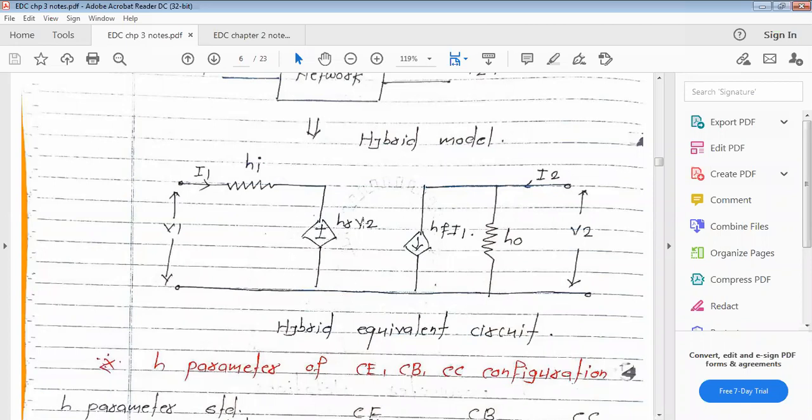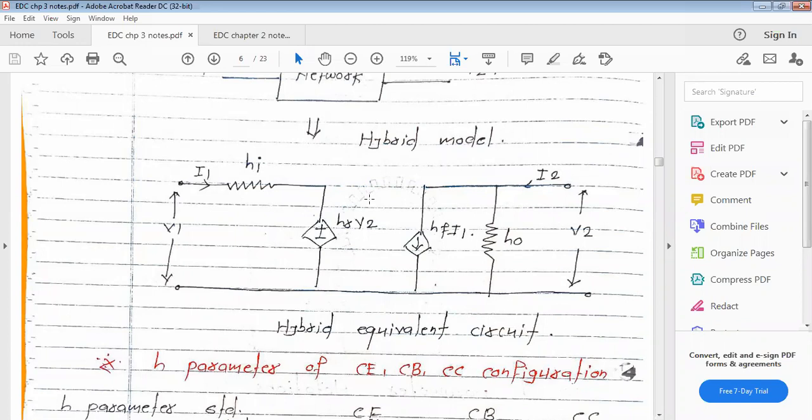Now, why do we get this diagram? Because in this diagram, some of the parameters are dependent and some are independent. Whatever the dependent parameters are, for the input, we have voltage as a dependent parameter. That's why here is a voltage source. And for the output, we have I2 as a dependent parameter, so we have a current source here. As we know, for the voltage source, resistance should be in series. For this current source, resistance should be in parallel. And that's why we get this hybrid equivalent circuit.